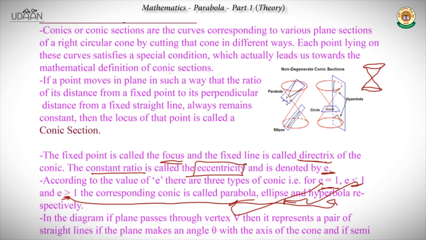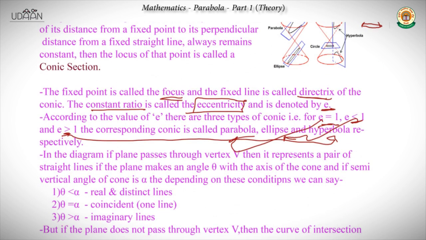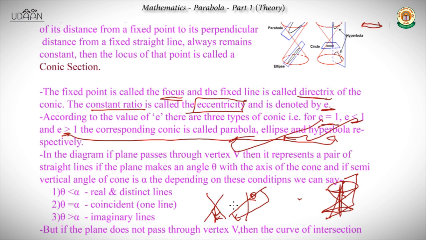Next, in this given diagram, we have the double right circular cone, which is the double cone. If we take a plane, and the plane passes through the vertex of the double cone, then the curve which is produced is nothing but a pair of straight lines. And if the plane makes an angle theta with the axis of the cone, this is the angle theta between the axis and the plane, and the semi-vertical angle of the cone is alpha. So if theta is less than alpha, we can say that two real and distinct lines are formed.